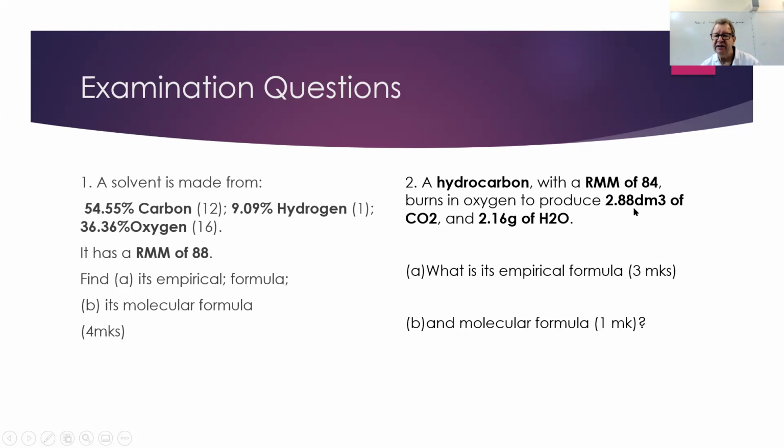Oh, hang on, that's a volume of a gas. So that would mean I'm going to use the third triangle here to work out the moles. And 2.16 grams of hydrogen, that's a grams, so I'm going to use the first triangle there. In this one, they should tell you that 1 mole is 24 cubic decimeters for a mole of a gas, and water, H2O, has got an RMM of 18. So using the first triangle, it's 2.16 over 18.